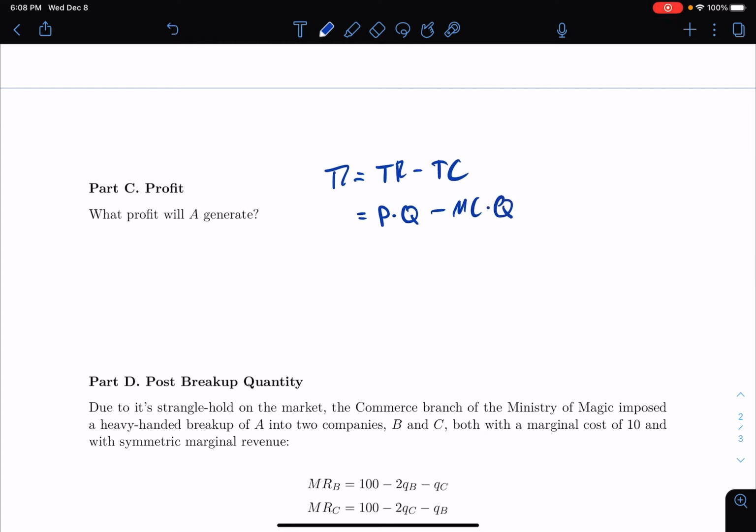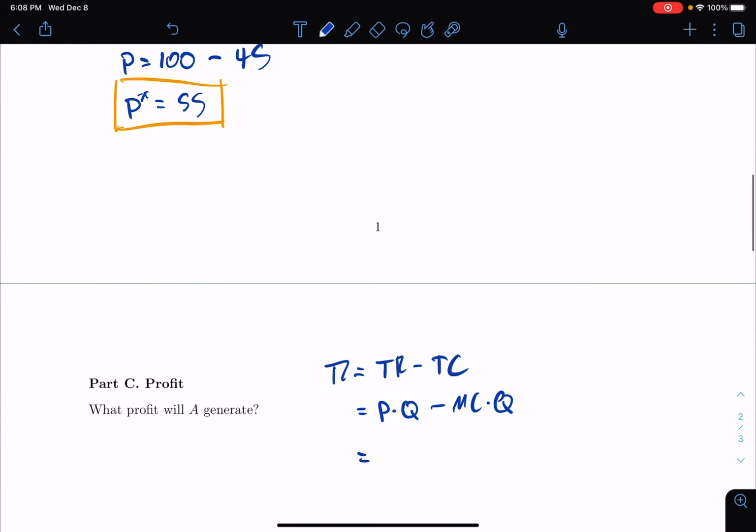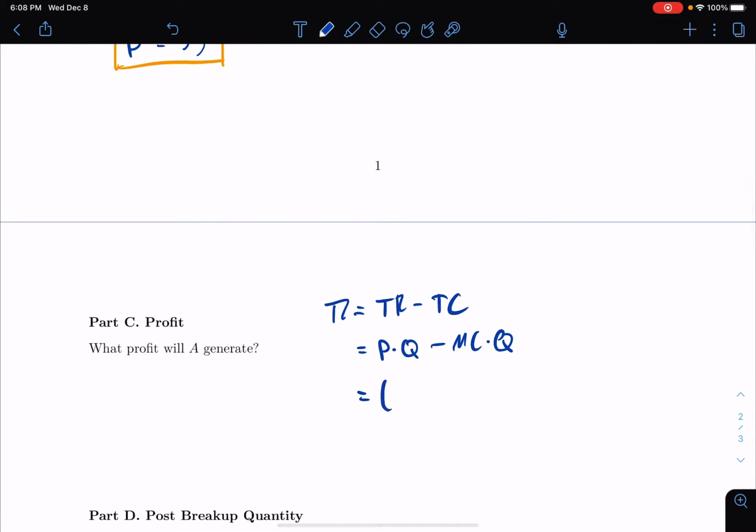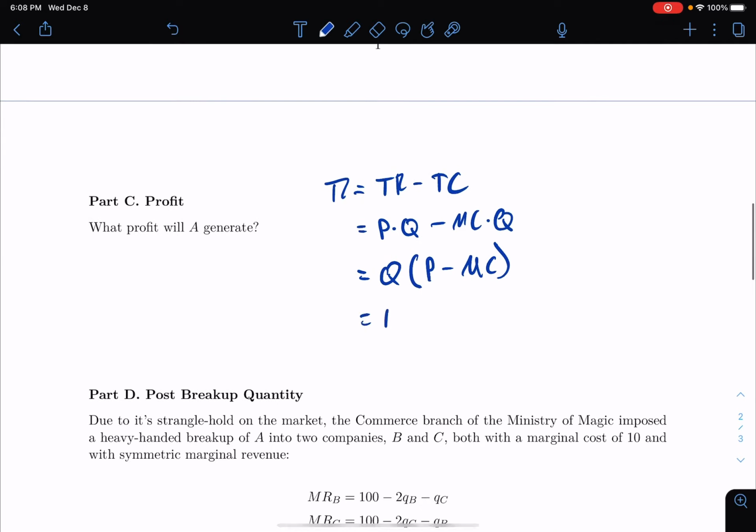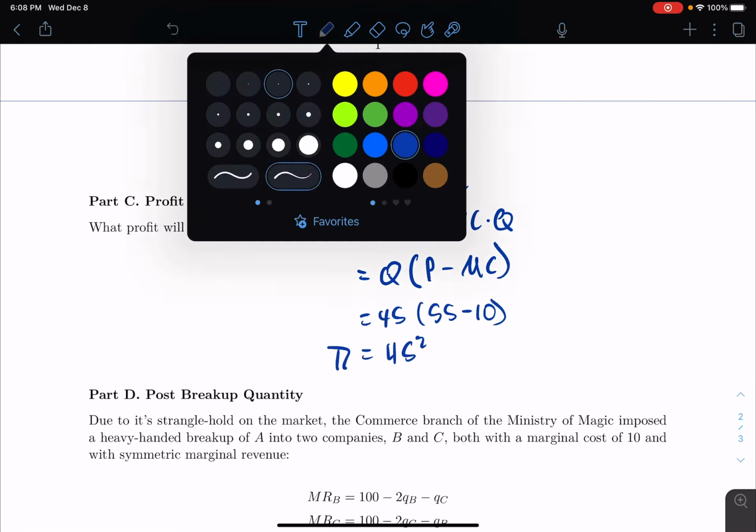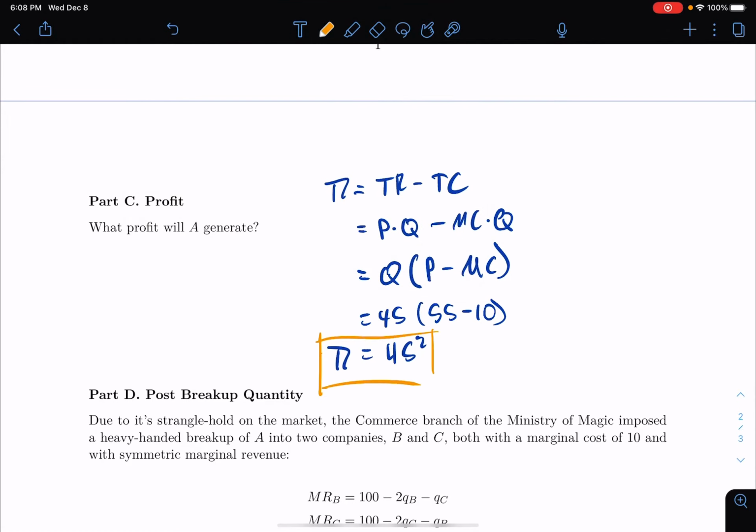Okay, so we have all these numbers. All we have to do is plug this in. We have a price of 55. Well, actually, I'm going to use a trick here. We have Q, which is multiplied both by P and by MC. So we know Q is 45, and we know on the inside that's 55 minus 10, which comes out to be 45 squared. So that's our profit. Okay.